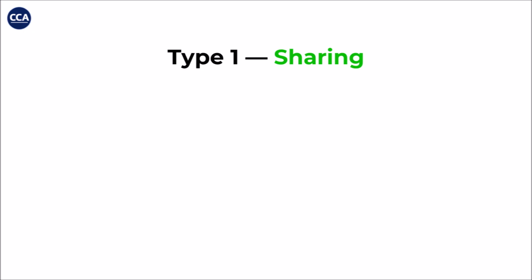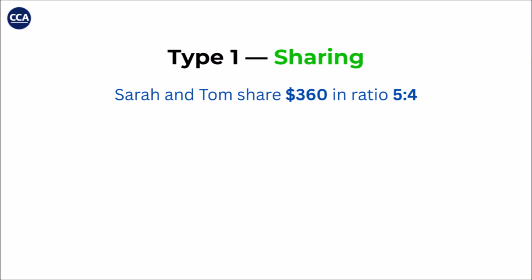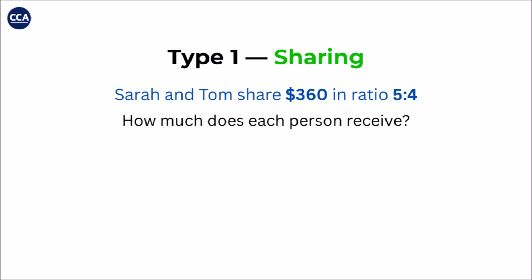The first and most common type. Sharing a quantity in a given ratio. Problem. Sarah and Tom share $360 in the ratio 5:4. How much does each person receive? Step 1. What is being compared? Sarah's share to Tom's share. Step 2. Ratio. 5:4. Step 3. Type. Sharing. Total parts, 5 plus 4 equals 9.